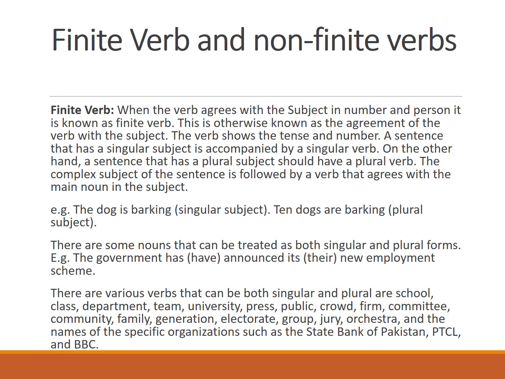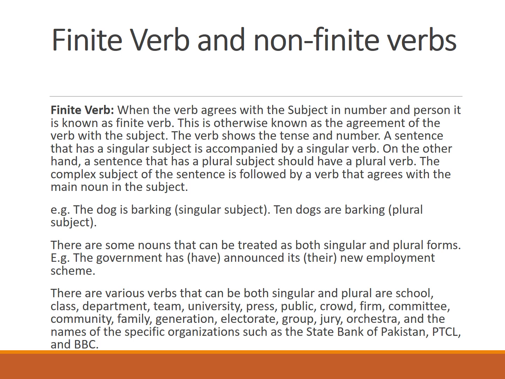Finite verb and non-finite verbs. Finite verb: when the verb agrees with the subject in number and person, it is known as a finite verb. This is otherwise known as the agreement of the verb with the subject. The verb shows the tense and number. A sentence that has a singular subject is accompanied by a singular verb. On the other hand, a sentence that has a plural subject should have a plural verb. The complex subject of the sentence is followed by a verb that agrees with the main noun in the subject.